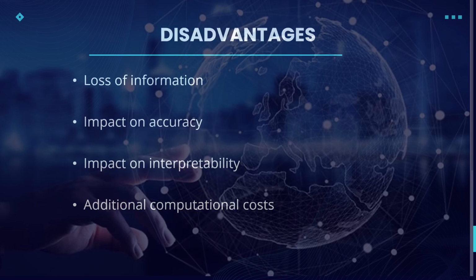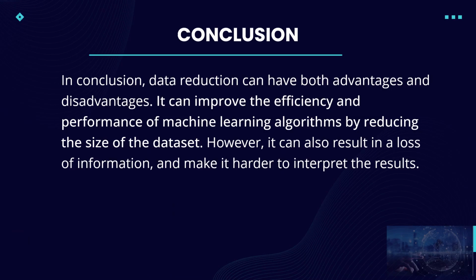And disadvantages like loss of information, impact on accuracy, impact on interpretability, and additional computational cost. So, in conclusion, we can say that data reduction can have both advantages and disadvantages, and it can improve the efficiency and performance of machine learning algorithms by reducing the size of datasets. However, it can also result in a loss of information and make it harder to interpret the results.